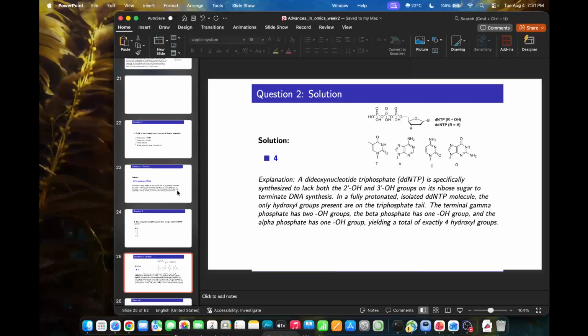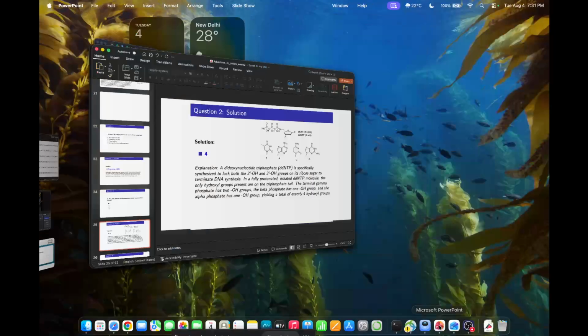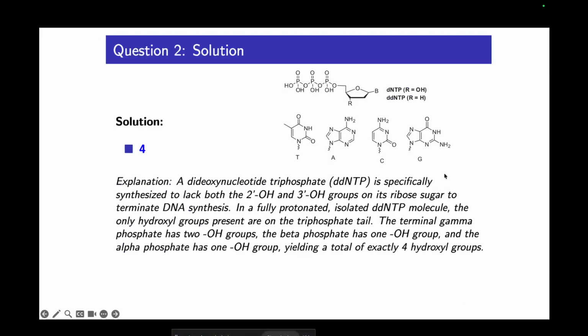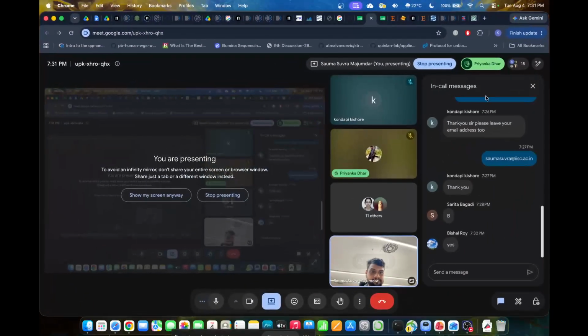Okay. I hope that's okay. No? So an extra OH in dNTP, where there will be 5 hydroxyls. If you remove this OH with an H, there will be a hydrogen here.